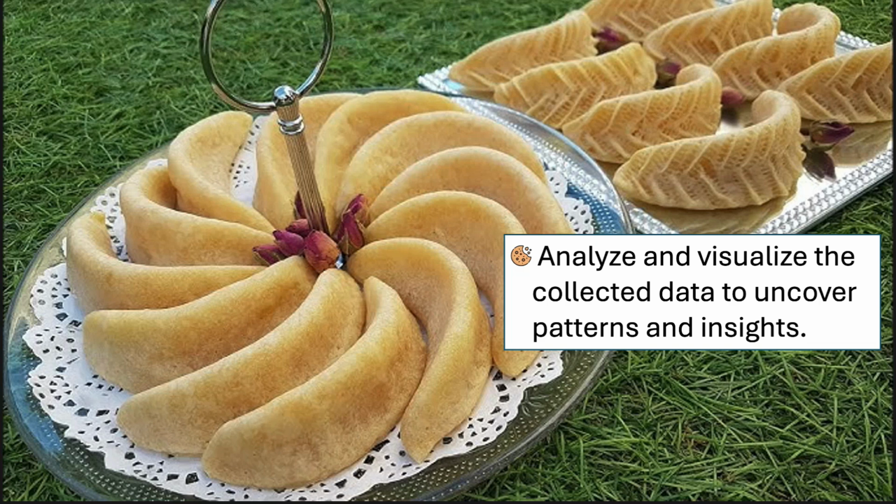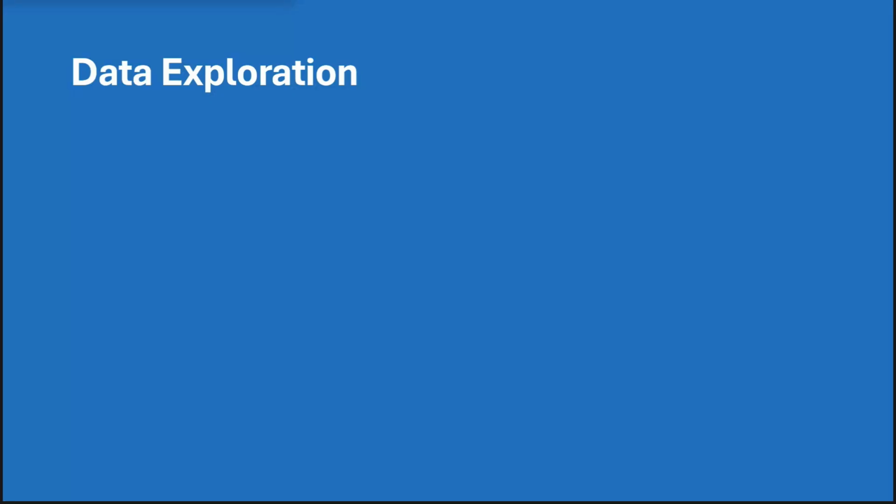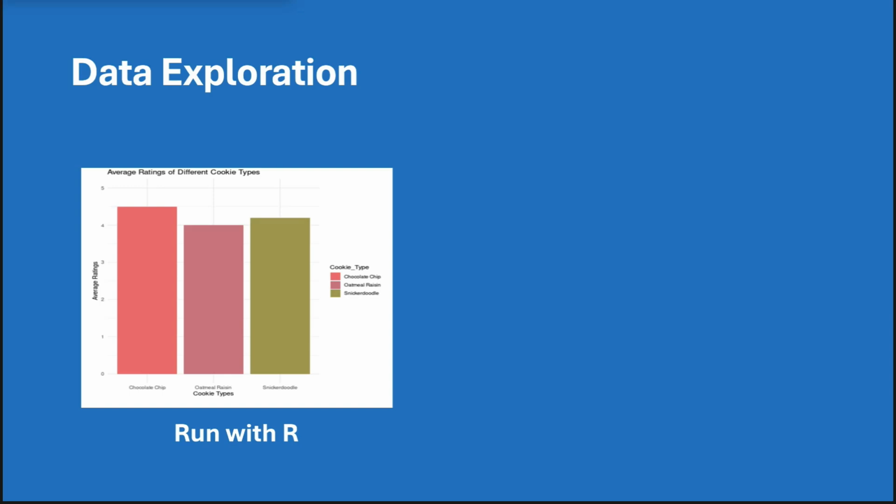Continuing with our Cookie Connoisseur Club example, let's move on to the data exploration step. Your mission is to explore the data you've collected to find the best cookie shop in the city. So, in this step, you will be analyzing and visualizing the collected data to uncover any patterns or insights that the data might have. For example, we might use a bar chart to visualize the average rating of different cookie types.